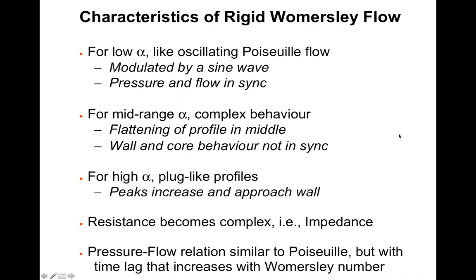So what we're seeing overall now for rigid Womersley flow is that resistance has become complex. Instead of just having a resistance to flow, you also have a change in phase between pressure and flow, and that's called impedance. So instead of a resistance, you have an impedance. The pressure-flow relationship is similar to Poiseuille, but you have this time lag that increases with Womersley number. So you have resistance due to viscosity, but you also have a lag between pressure and flow, and the lag is different between the center of the vessel and the walls.